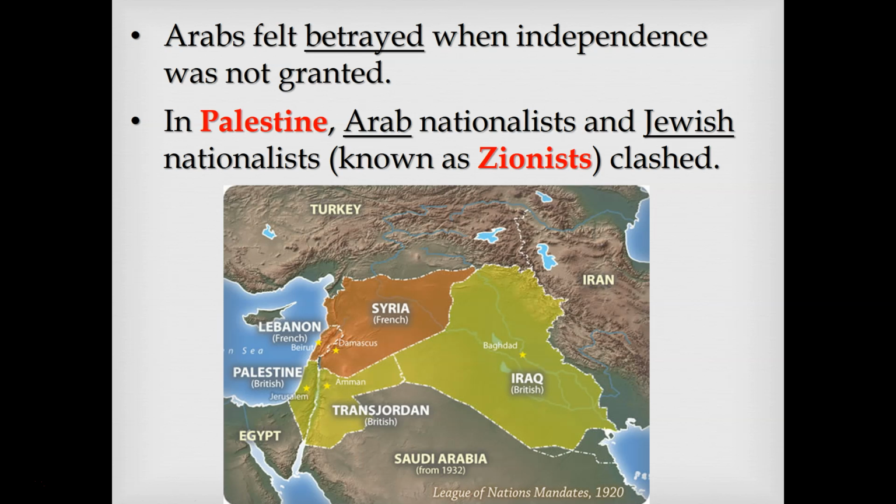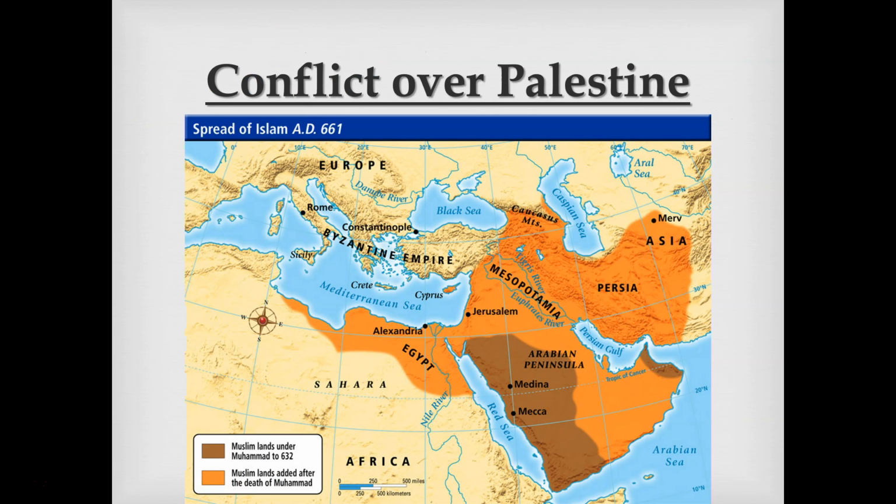Now, in particular, right here in Palestine, this is where we're going to see a clash between Jews and Arabs. These Jewish nationalists were known as Zionists. So let's talk a little bit about Zionism as a review from last semester, and then talk about why there's a conflict there in the first place.